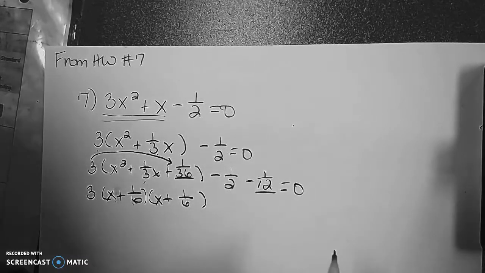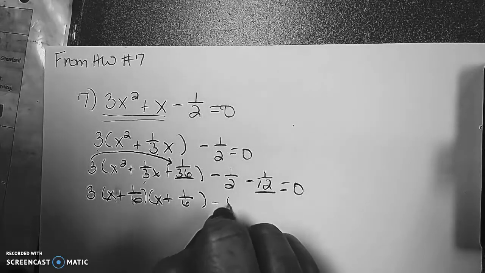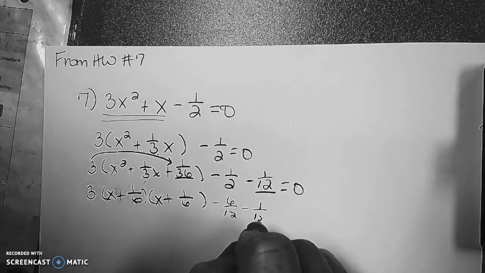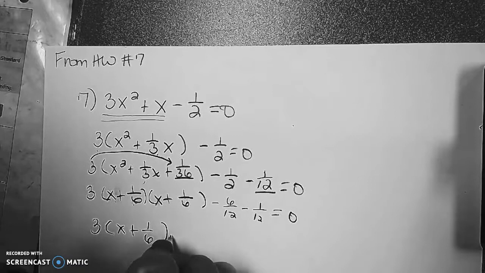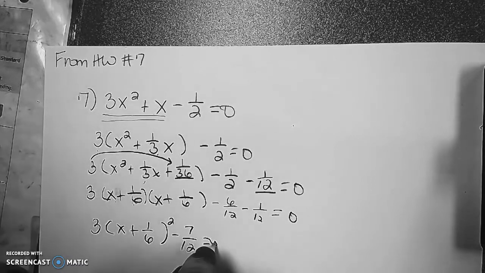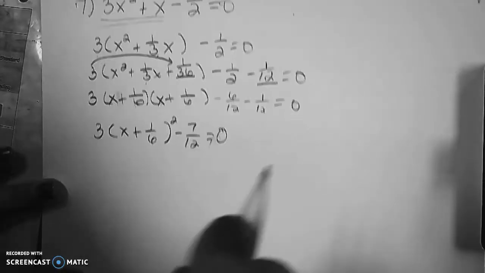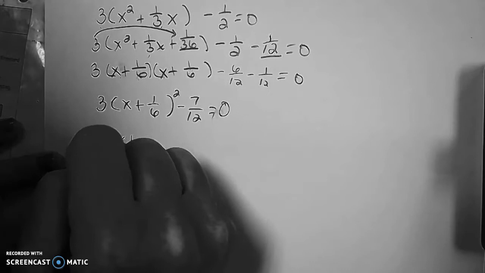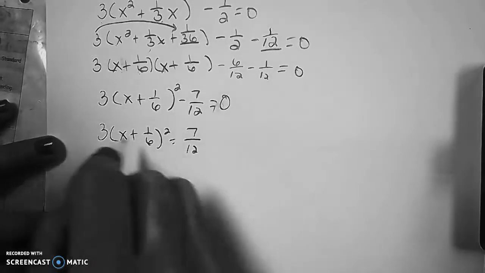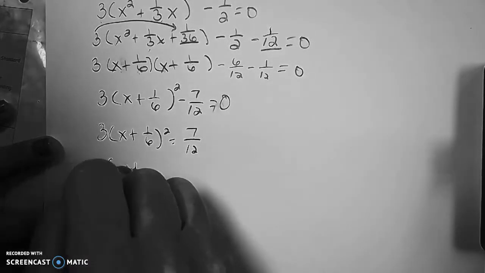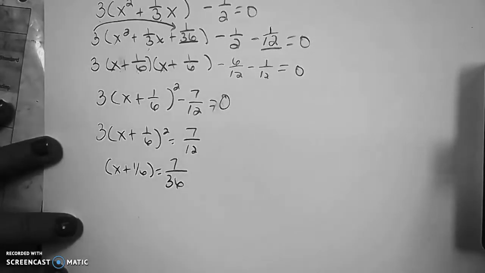In order to combine these, I'm going to get a common denominator, so that's going to be negative 6/12 minus 1/12. I now have this in vertex form. That's a 0. So from here, I'm just going to solve, and I'm going to get x by itself. The first thing I'm going to do is add 7/12. I'm now going to divide by 3 or multiply by 1/3, however you want to approach that. So that's going to be 7/36.